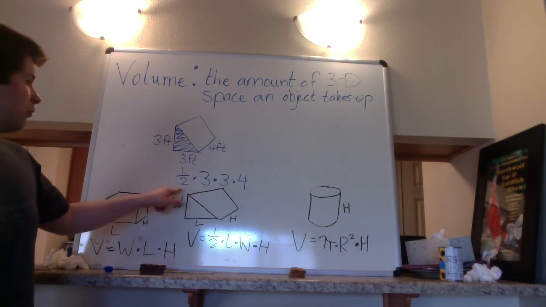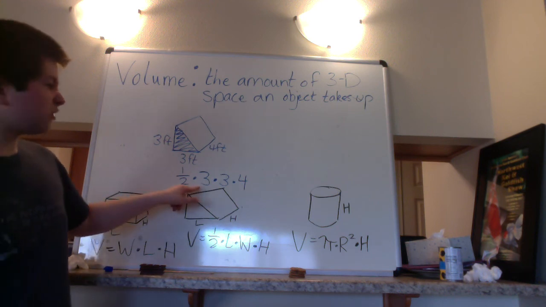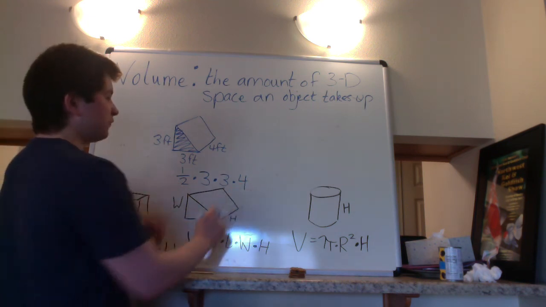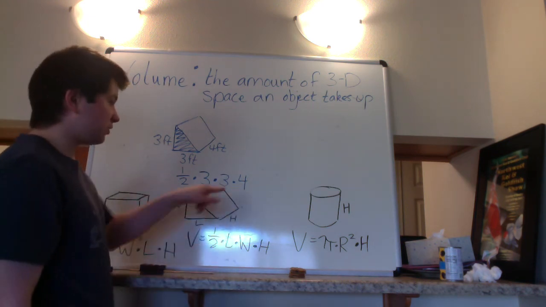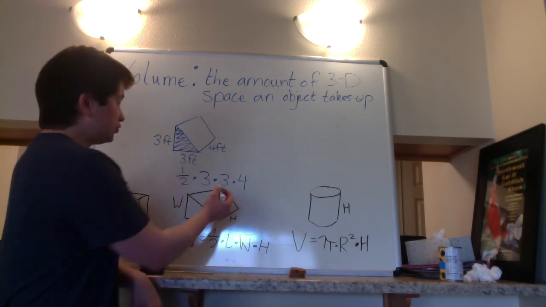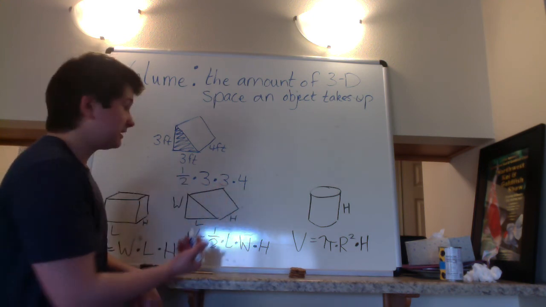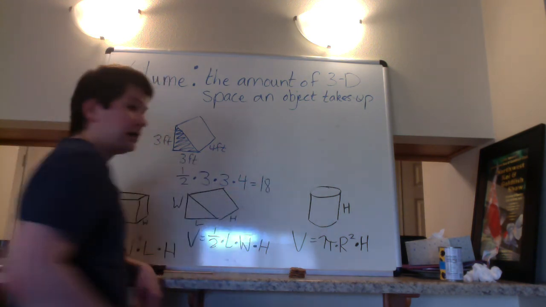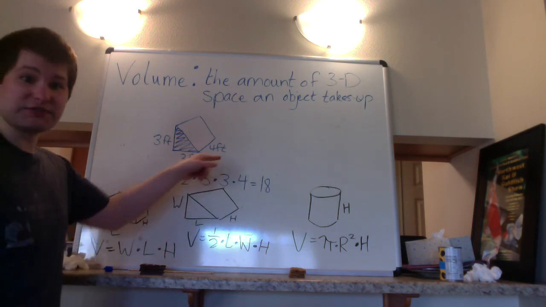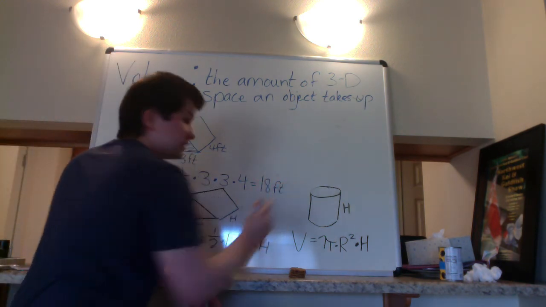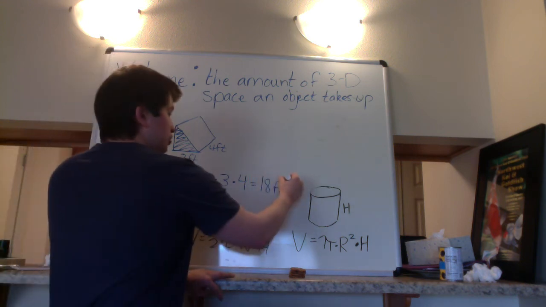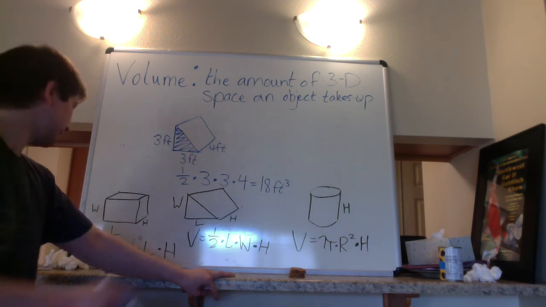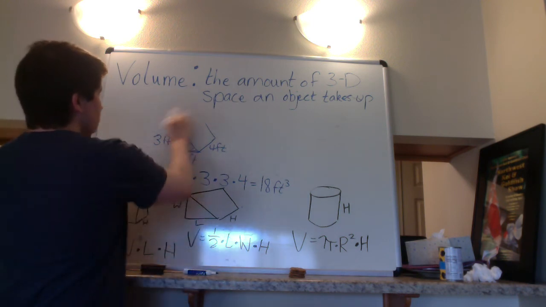So let's see. 1/2 times 3 is like 1.5. Ooh, maybe it'd be easier if I did 1/2 times 4 first. 1/2 times 4, well, half of 4 is 2. 2 times 3 is 6. And then 6 times another 3 gets us 18. 18 what? We used feet. And because it's volume, we are going to make it cubed. Feet cubed.